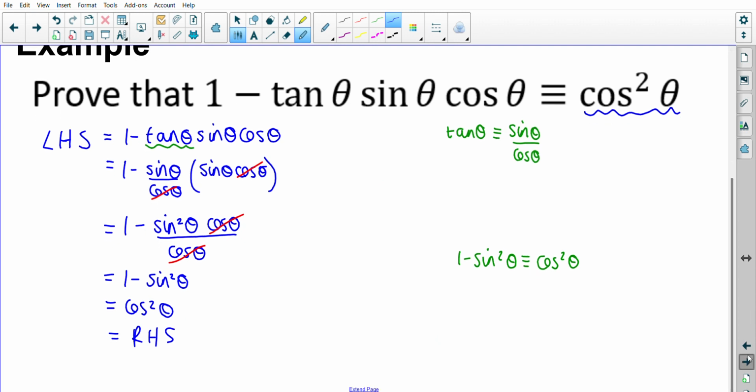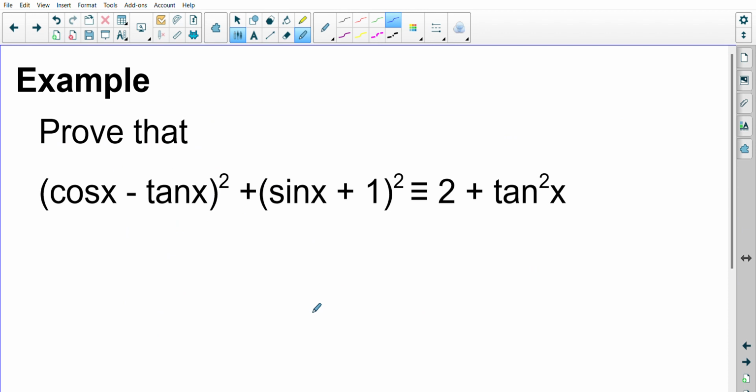Let's do another one. So it says prove that this is identical to 2 plus tan squared x. Again, looking at it, the most complicated side is the left-hand side. So I'm just going to write it out first. Make sure you're not doing any transcription errors. And while I'm writing it out, I'm thinking about what I can be doing.